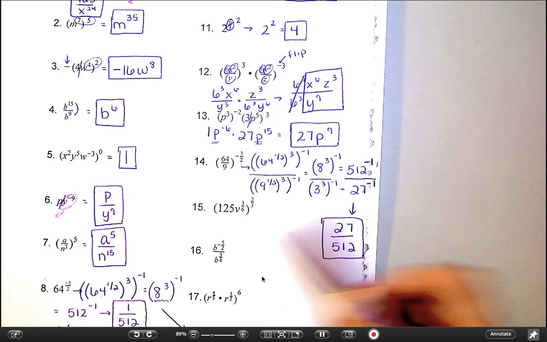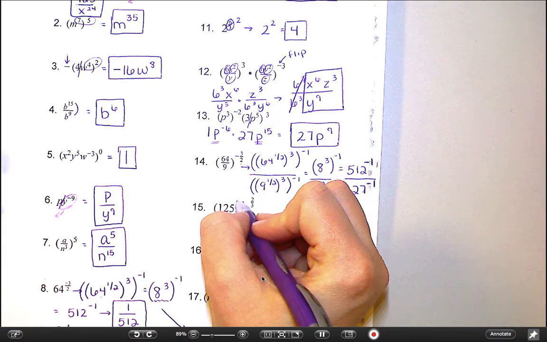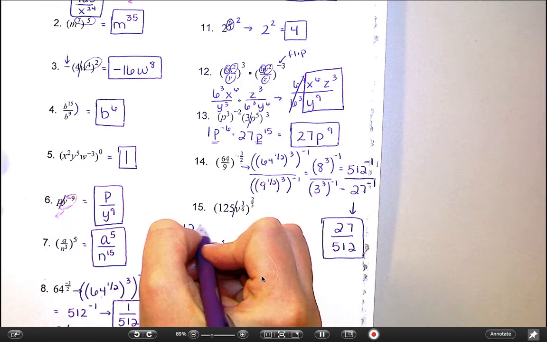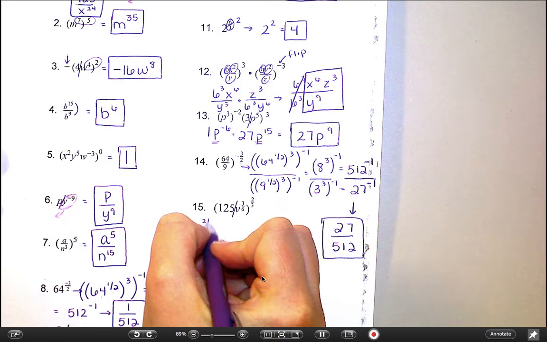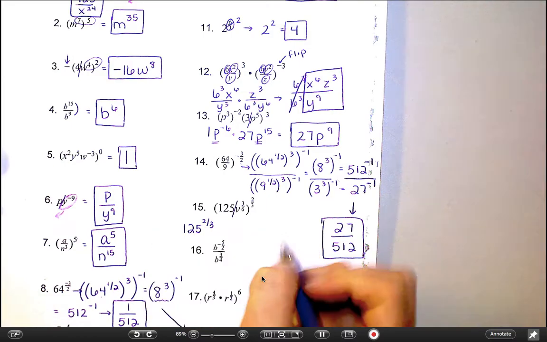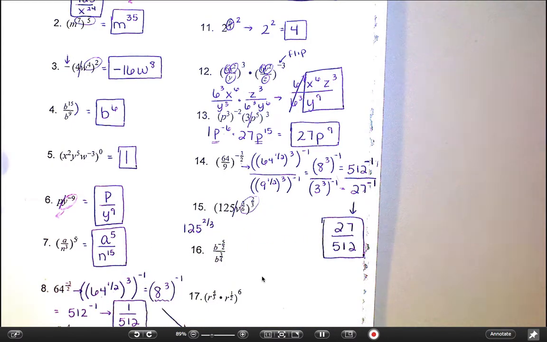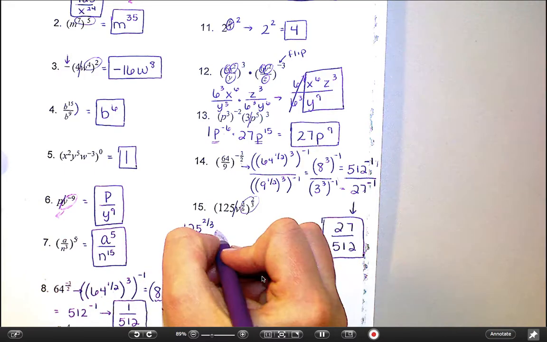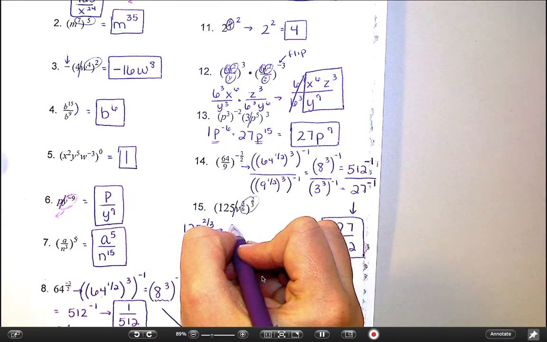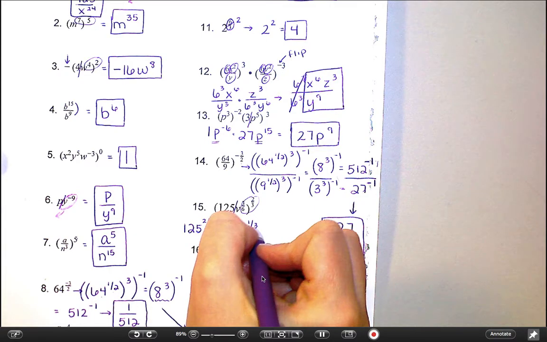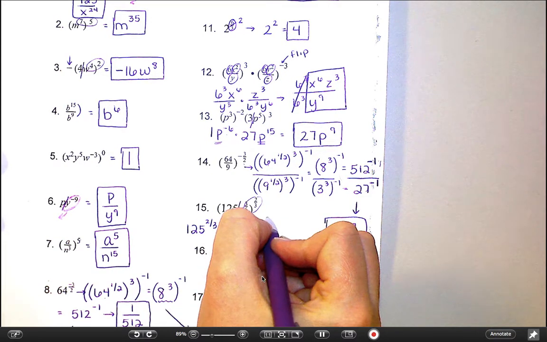Okay, I'm getting a little cramped for space here, but on 15, I want to make sure that I'm doing 125 to the 2/3, and also that I'm combining my exponents here. But let's start with just the 125 to the 2/3. We know that's really 125 to the 1/3 and then to the power of 2.